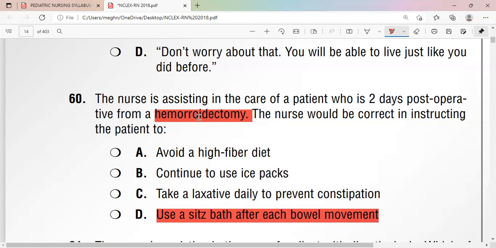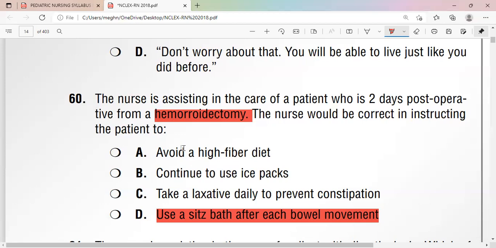So I want to tell you, the use of a sitz bath will help with the pain and swelling associated with hemorrhoidectomy. The client should eat food high in fiber. So answer A is incorrect. No, they should eat high fiber.